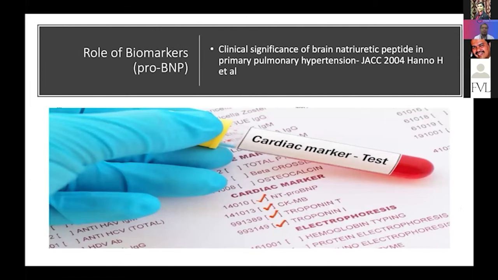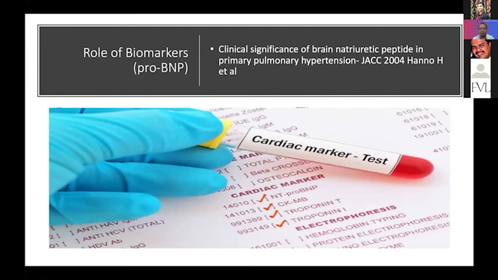So how about biomarkers? The biomarker in particular that I'm talking about is pro-BNP. Pro-BNP, as we all know, is a marker of heart failure. So it could help us. It cannot tell you which one is which, but it could tell you that this patient has heart failure.